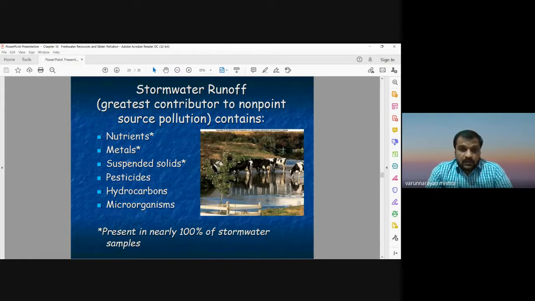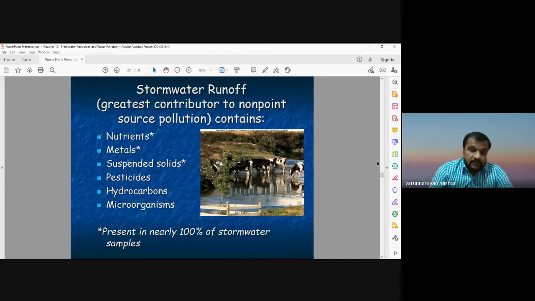Okay. So stormwater runoff is the greatest contributor to non-point source pollution, containing nutrients, metals, suspended solids, pesticides, hydrocarbons, and microorganisms. The surface runoff has increased up to 55%, so because of this, different kinds and sources of pollutants can be mixed with the water. It may be some metal, some suspended solids, pesticides used in agricultural lands, hydrocarbons, and different microorganisms. So presently, nearly 100% of the stormwater samples are mixed with some kind of pollutants or suspended particles.